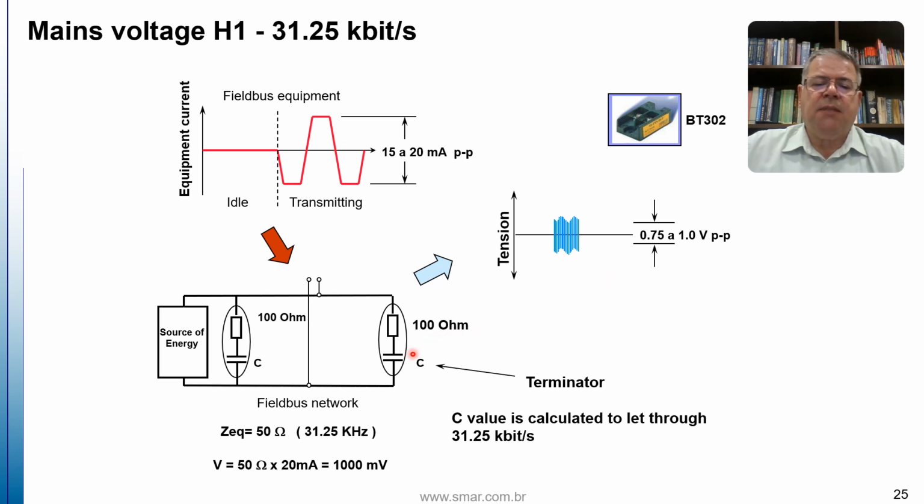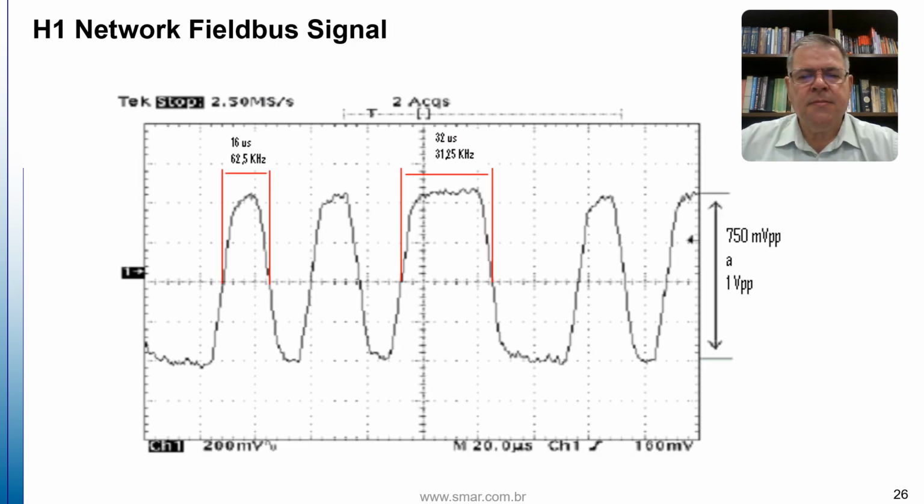This capacitor has a value of 1 microfarad, and the resistor is 100 ohms. Connecting an oscilloscope to the network, we will see this voltage of 750 millivolts to 1 volt. Preferably, we will observe a square wave, with the shape of a square, with a frequency of 31.25 kilohertz.